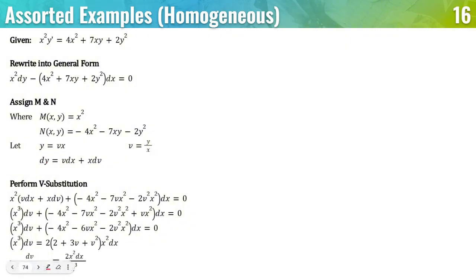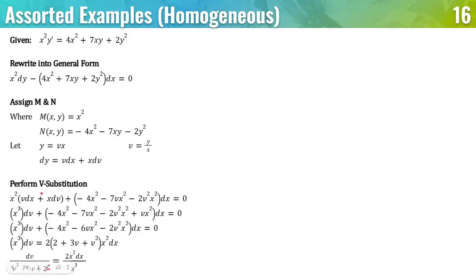So now, substituting, we have x squared times v dx plus x dv plus all of this dx equals 0. So personally, I like distributing the negative sign here because there tends to be a rearrangement of terms sometimes.